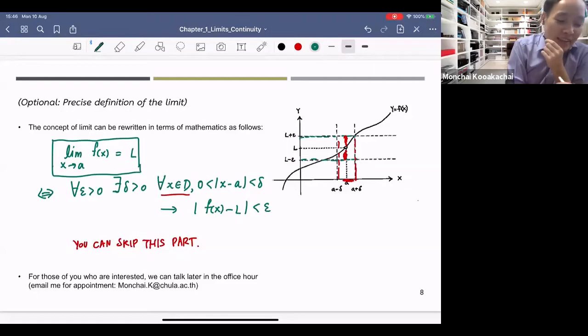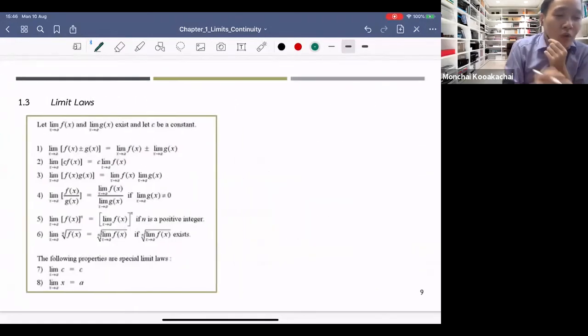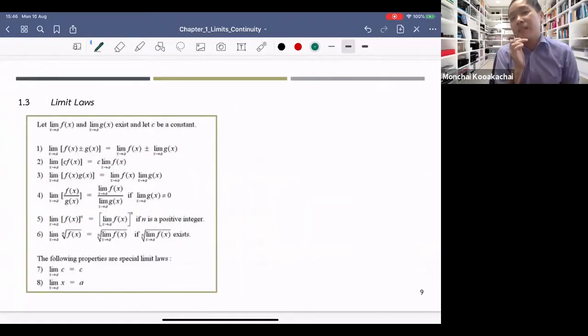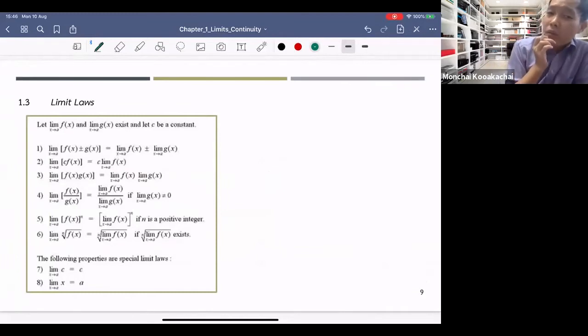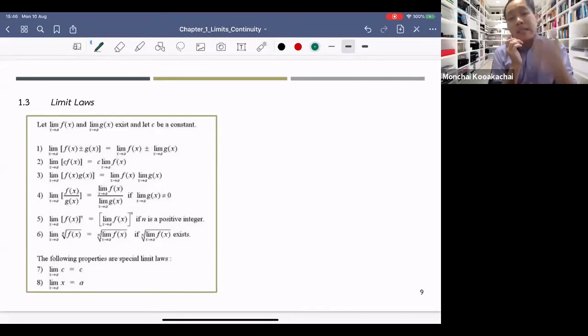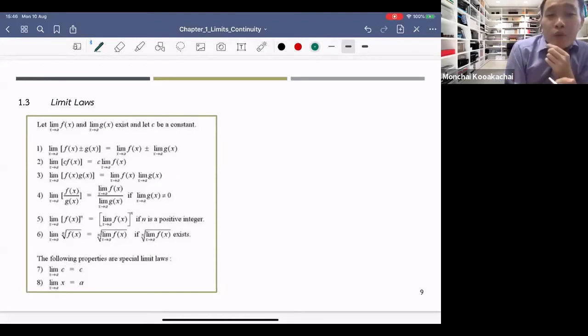All right, next. So we're going to look at something more interesting. The real thing is going to start from now. So now we're going to look at limit laws. What you see here on the slide, numbers 1 through 8, you can use to help you compute the limit.